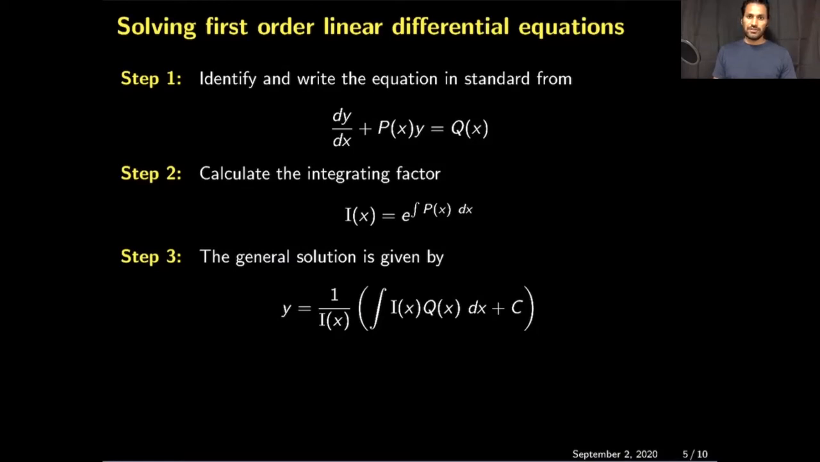If our differential equation is a first order linear differential equation, step number 2 is to calculate this function I of x, which is e to the power integration of p of x dx. And once we calculate that function, in step number 3, we can write the general solution as y is equal to 1 over the integrating factor, multiplied by the integral of the integrating factor times the function q of x, and then you add one constant there. So that will be your general solution of your first order linear differential equation.